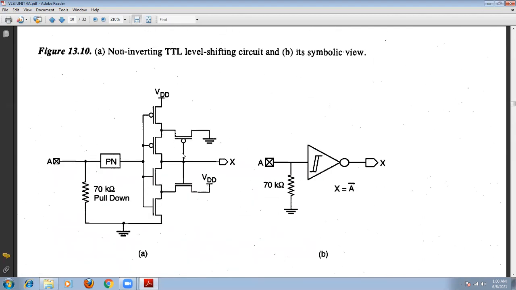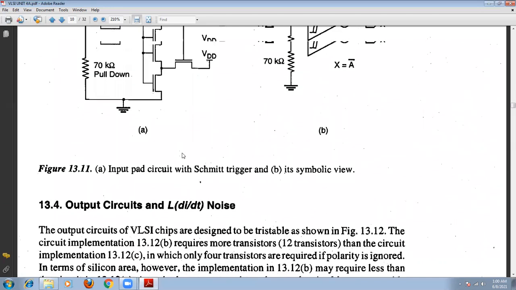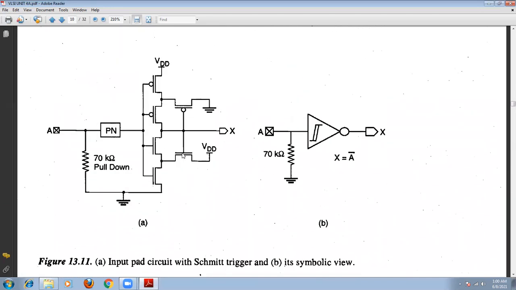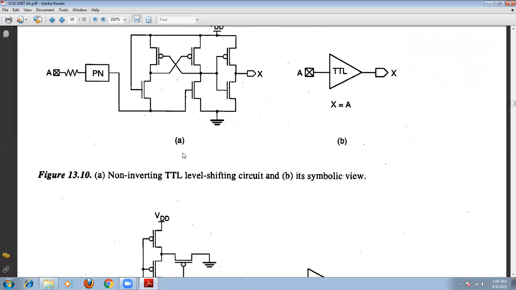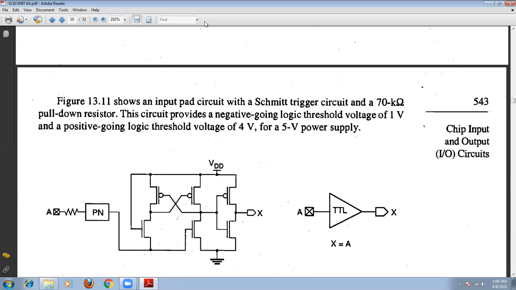Next, we can go for the output circuits and also the noise, that is, we are going to consider di/dt noise in the next class.